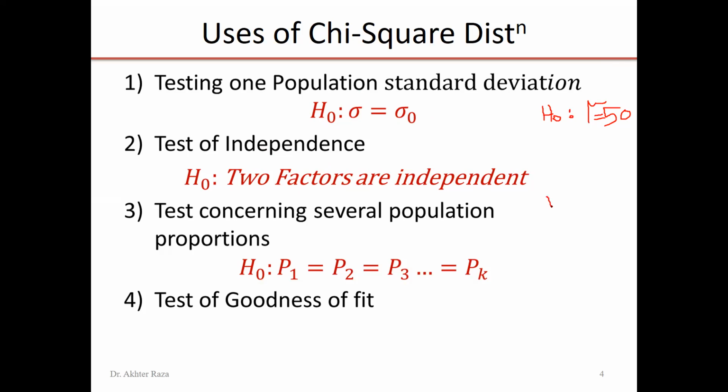Suppose we have one variable, the gender, and another variable is the grade. So whether the grades are gender biased or not, the null hypothesis will be the grade and the gender are independent. And the alternate hypothesis will be what? The grades are associated with gender. So that will be the alternate hypothesis. This hypothesis can be tested with the help of the chi-square test of independence.